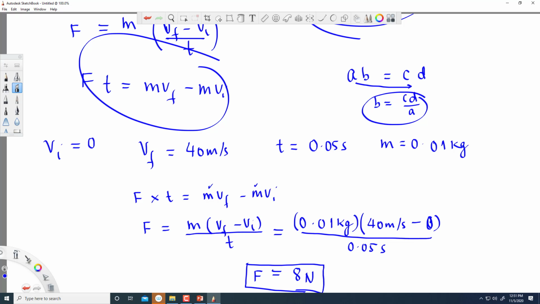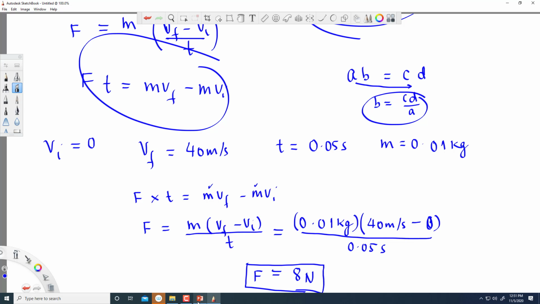Any question about how to do this? Will you be able to do this if you have to do this in the exam? Okay. So that's about the momentum impulse theorem.